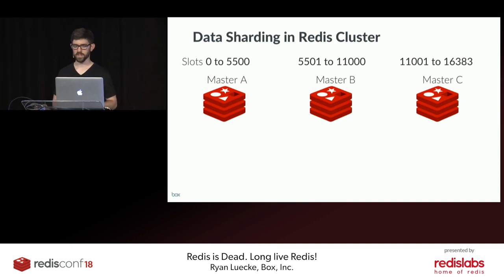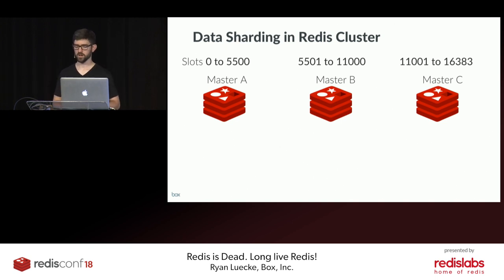A little bit more about how the data sharding works in Redis Cluster. Every key that you save into Redis Cluster is associated with a hash slot. There are slots 0 through 16,383 in Redis Cluster. And in this example, let's say we had 3 master nodes. Each master is owning approximately a third of all keys.